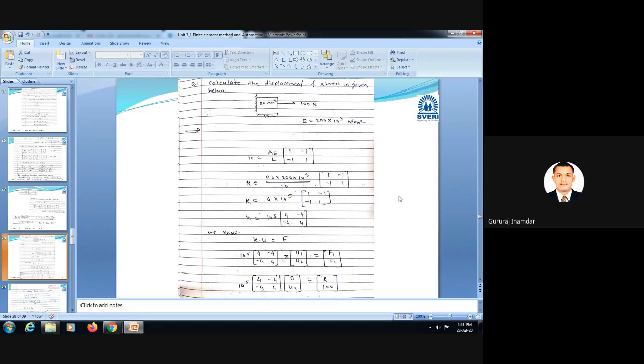What is the value of k? k is equal to 10 raised to 5 into 4 minus 4, 4 minus 4. Okay. Now again, we know force is equal to stiffness into displacement. One formula we have studied. Okay, we got the formula k is equal to, so put the value.